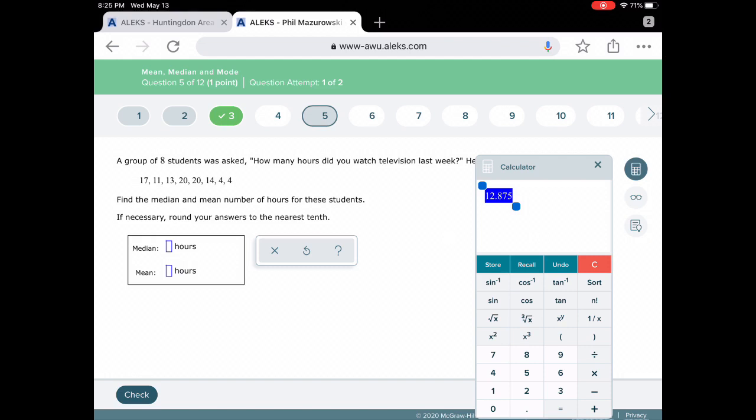Once again, they say round to the nearest tenth, and this time the 7 says let's round that 8 up to a 9, so we're going to have 12.9 here.